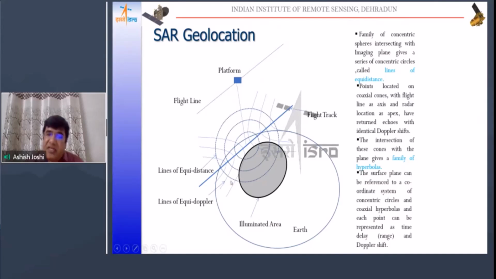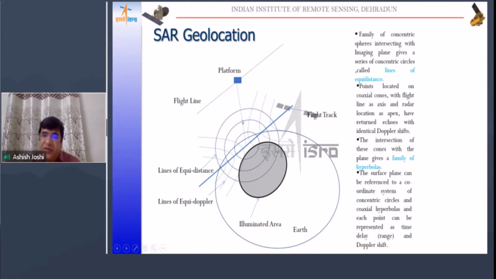When the sphere intersects with the Earth surface, means it is intersected by the plane, then it will form circles. So after intersection with the Earth surface, the range equation, which is representing the sphere, will form concentric circles, and our Doppler will form an equation of the hyperbolas. So this is the hyperbolas. Okay, and this is our illuminated surface.